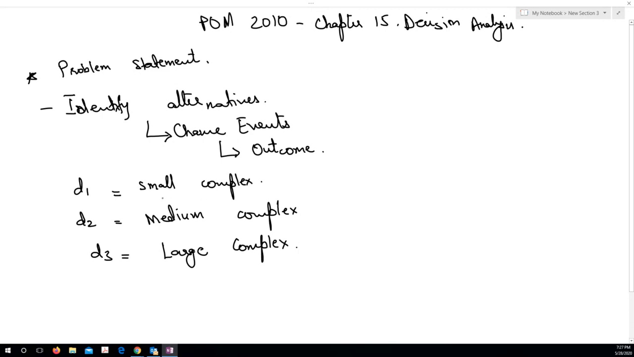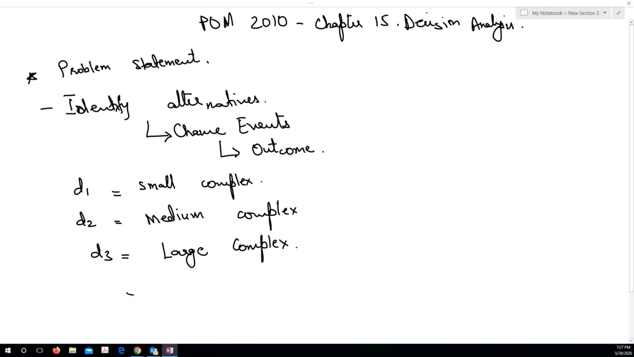But there's also a chance they make small and then there's also no demand, so they can actually save money. They did not waste any money. So this is the problem, and there are three different alternatives, and each one has different uncertainty. There's a chance event, based on the textbook example. There are two chance events.